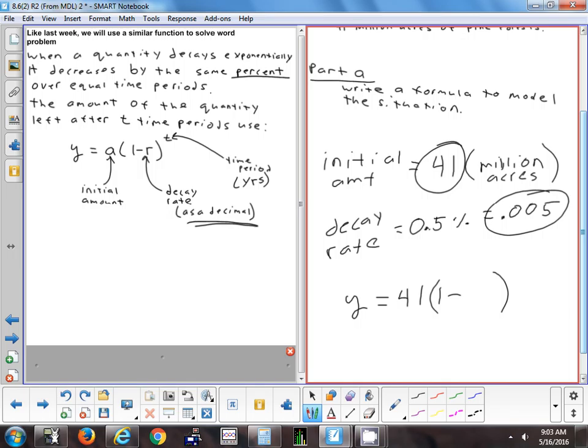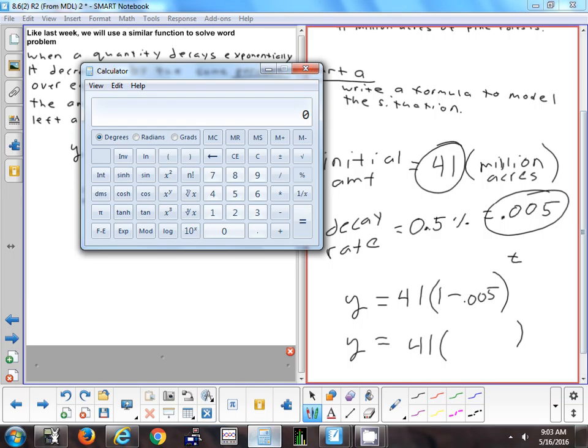Right. Logie, can you help Victor out? 0.005. Okay, so fill that in for R. And T, I don't know. The only thing I'm going to do on my calculator is 1 minus 0.005, just to see what it comes out to.